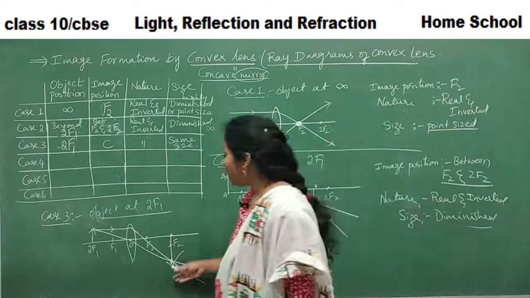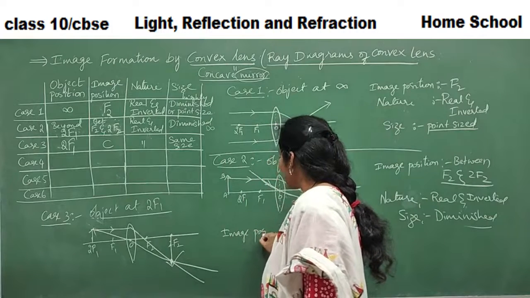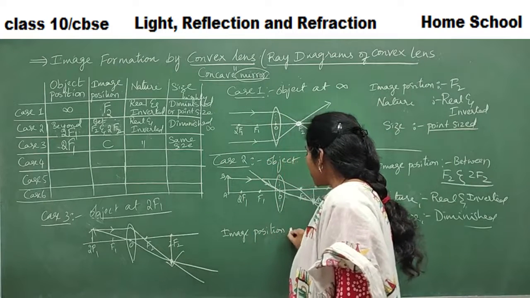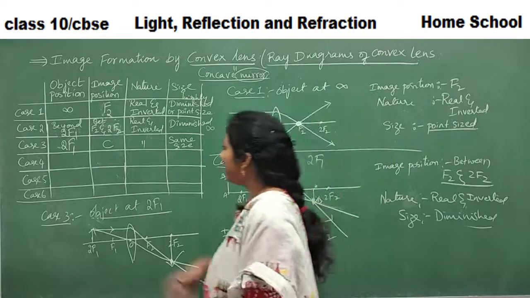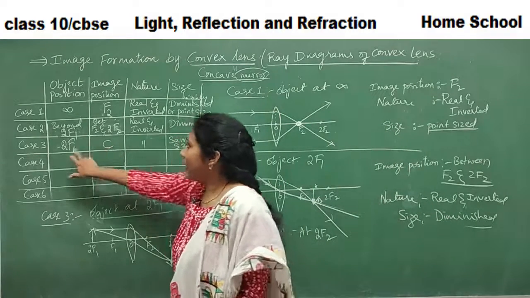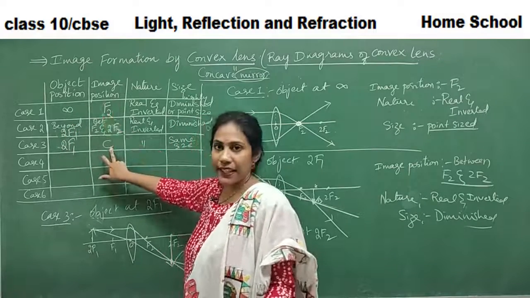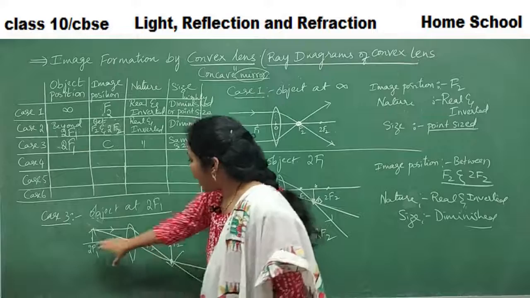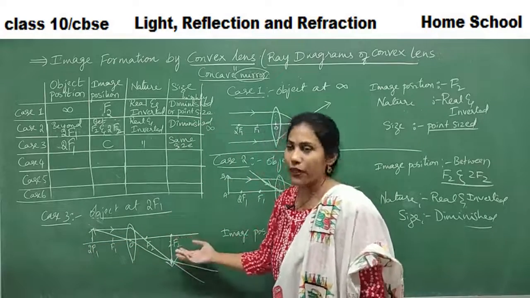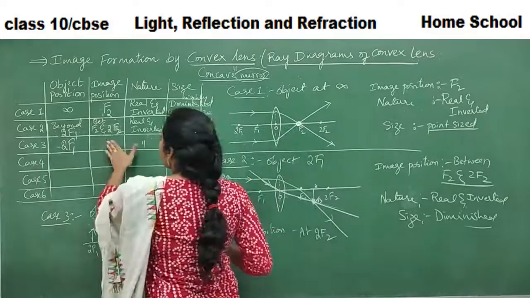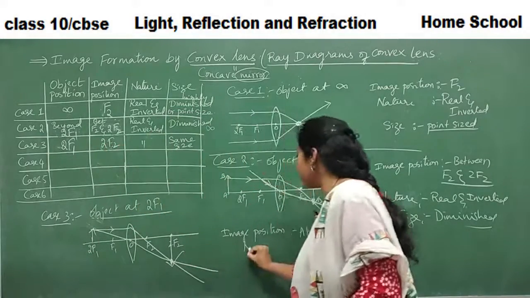So where is the image position here? Image position is at 2F2, right? See, if the object was at C, the image formed at C only. In case of a mirror, the object kept at C on this side, the image is formed at C on this side. That is 2F2, right? So instead of C, what I will write? 2F2. And what is the nature?